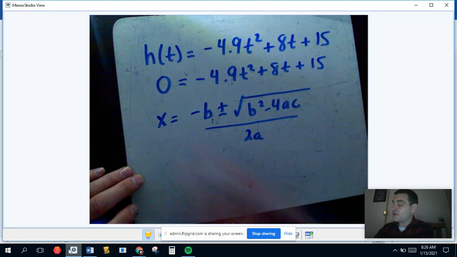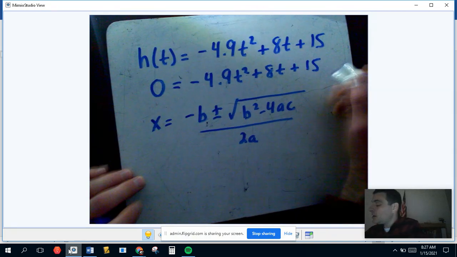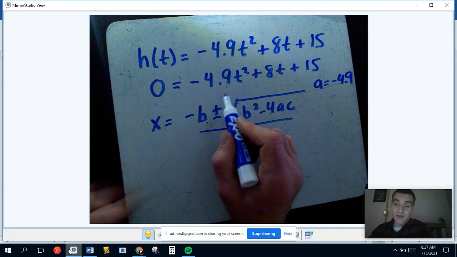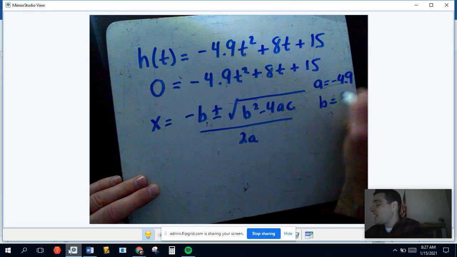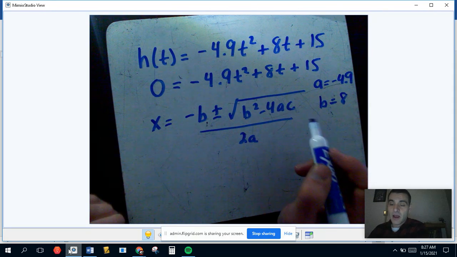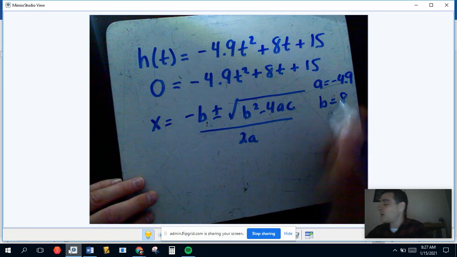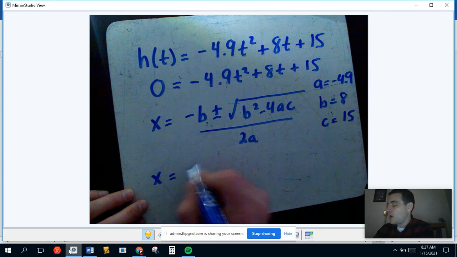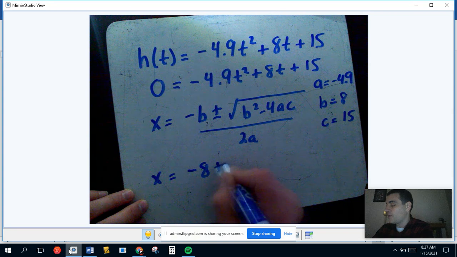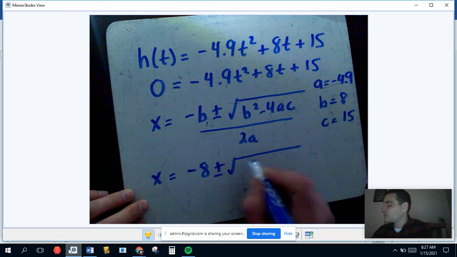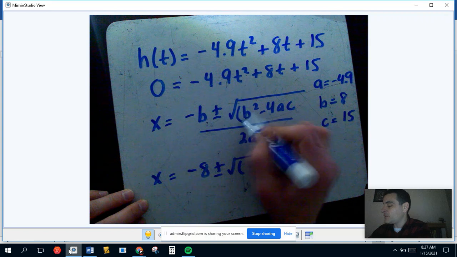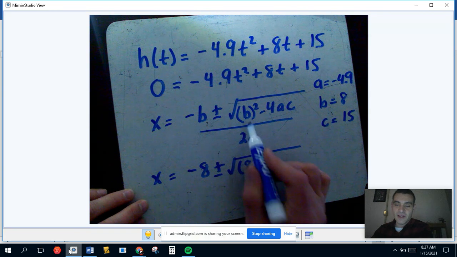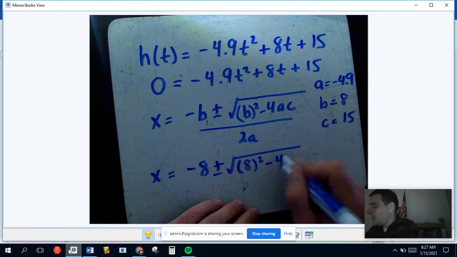Don't declare your variables until you have a 0, which we already do. So we know a is going to be negative 4.9, the coefficient of the squared term. b is 8, which is the coefficient of the t, the linear term, t to the first power. And c is your constant, which is just your number. And we're going to load all this into the quadratic formula. Now remember, it's probably a good idea to put this in parentheses. Here it's not going to matter because you have a positive b, but that would cause trouble if there's a negative b. So always remember that in the quadratic formula.